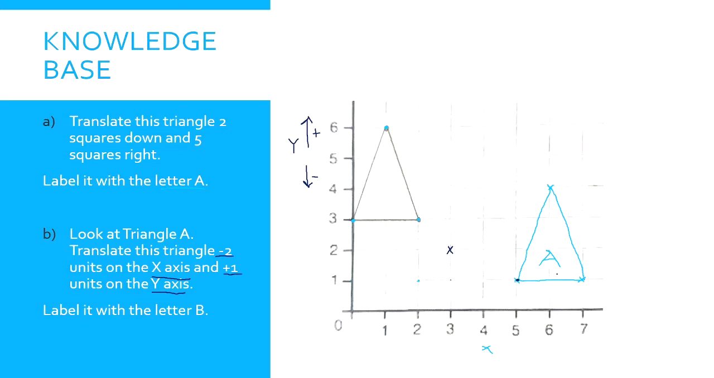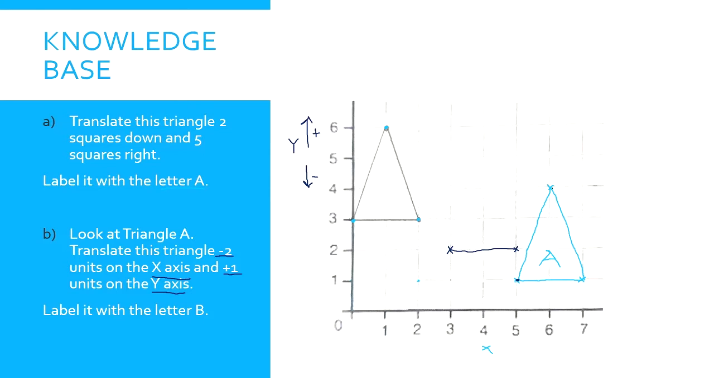So I'm going 2 negative on the x-axis and +1 on the y-axis, and drawing my line. And using my check from before, is it still 2 squares wide? It is, so I know I've done that correctly.